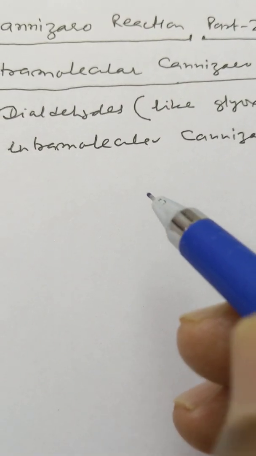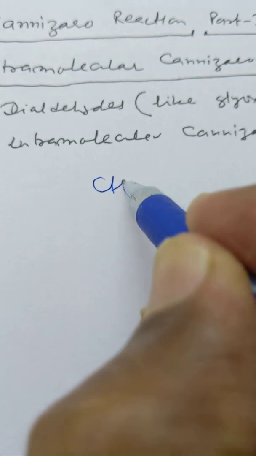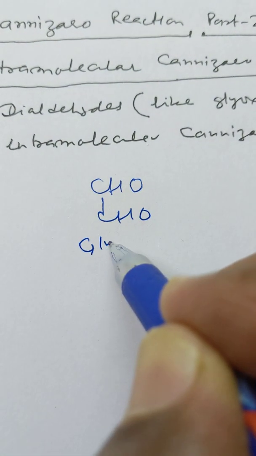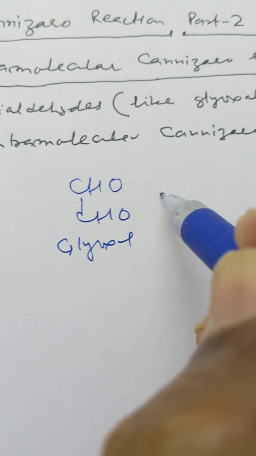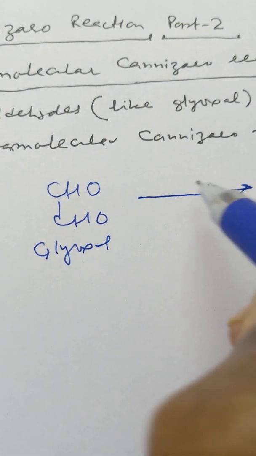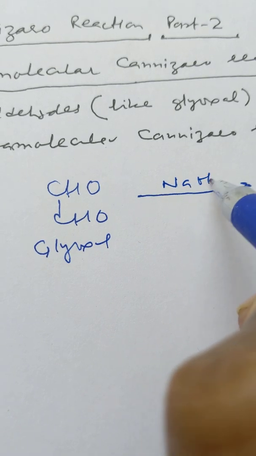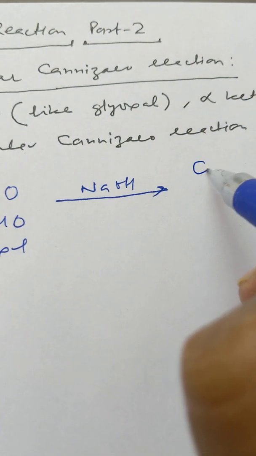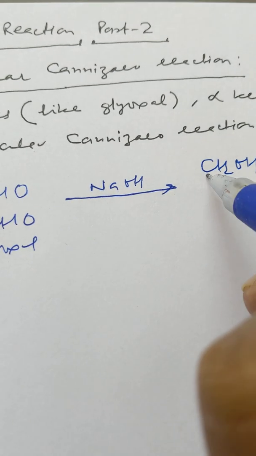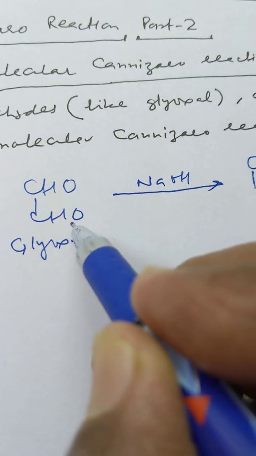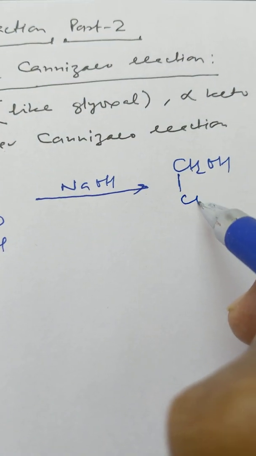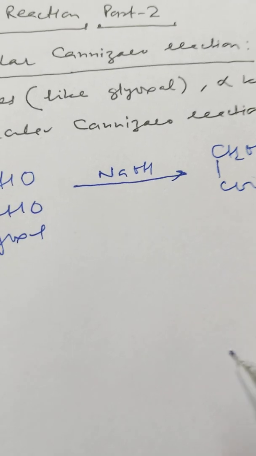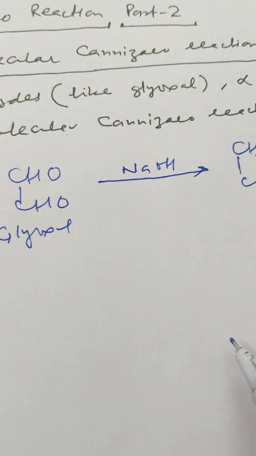For example, very simple, say we have glyoxal. Now this is glyoxal, and when it is treated with say NaOH, one group is reduced to alcohol, it will become CH2OH, and the other is oxidized to acid, it will become COO negative Na plus. So this is the product formed as a result of intramolecular Cannizzaro reaction.